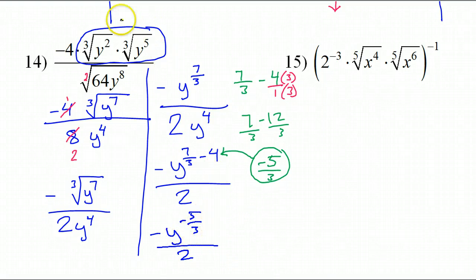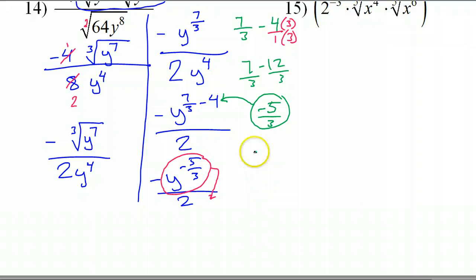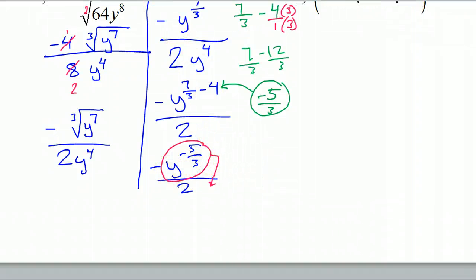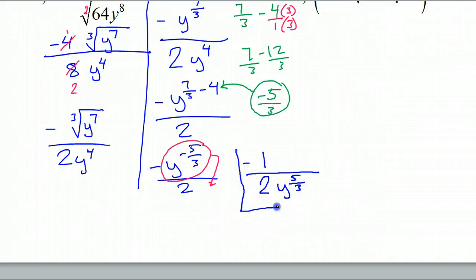So I'm almost done, but now that I see that it's a negative exponent, I really need to drop this down to the bottom. That makes this problem a little bit tricky. But in the end, because it's a negative power, I'm going to have to put it in the bottom. So this is going to become, and I'll have to leave a 1 up there to hold the spot, negative 1 over 2 y to the 5 over 3 power. This would be the final answer.